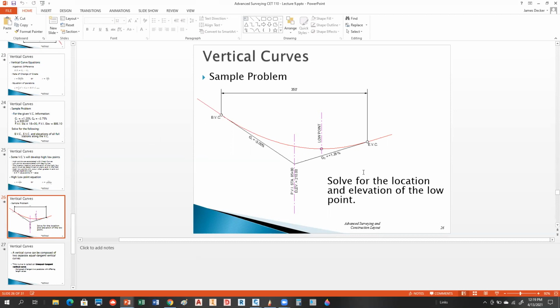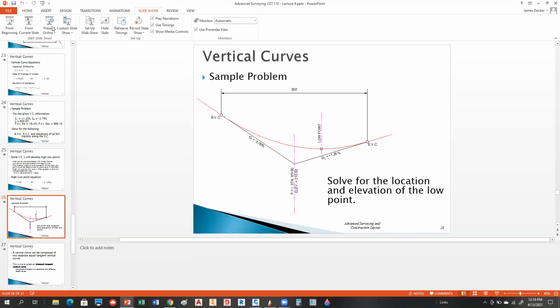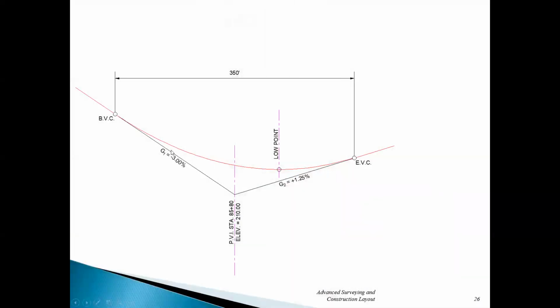Another piece of information that's really critical on this one is the length. So what is the length on this? Can you guys see that? Length right there? Yeah, let me do this. I think it'll be a little bit easier to see if we just go from that current slide. That's much better, isn't it? So we got 350 for the length. And we've got grade in, -3, grade out, 1.25, and 210, and 8580.